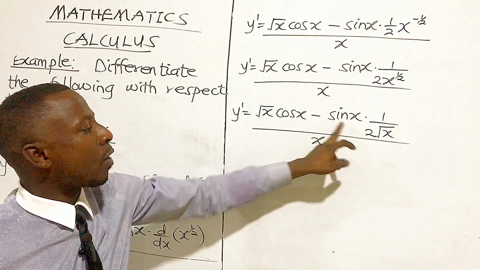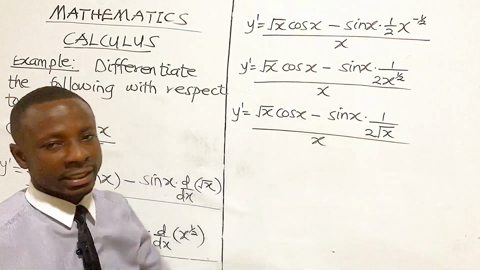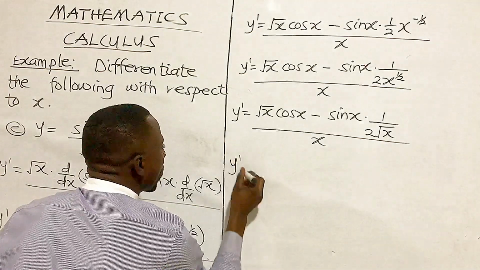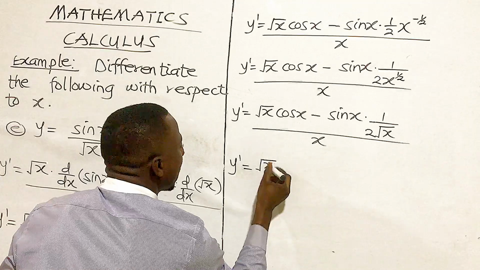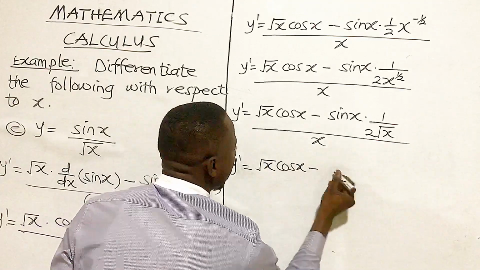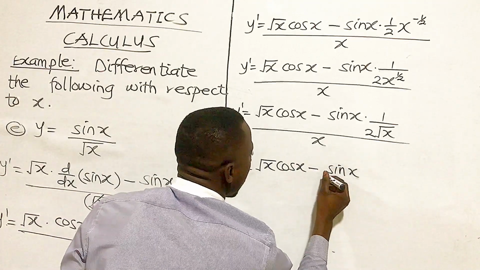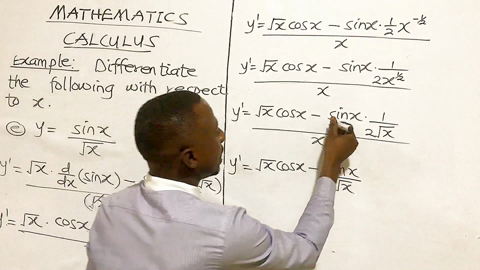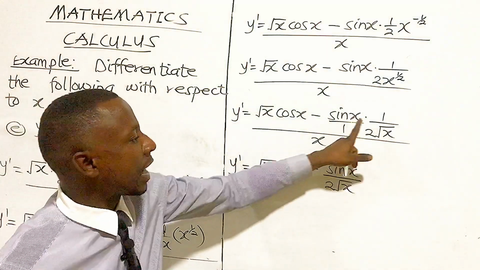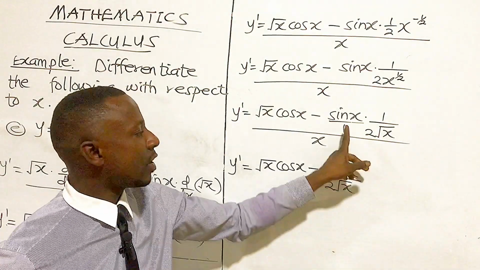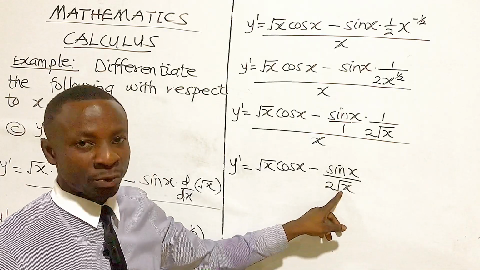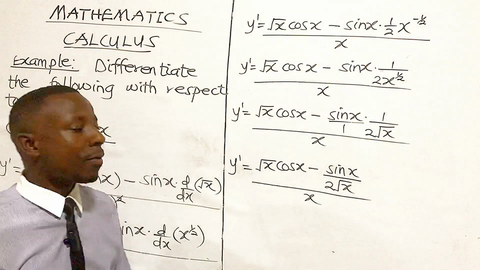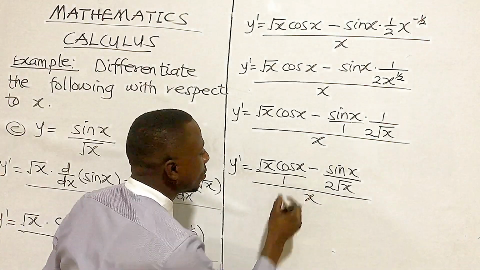So from here, we are going to simplify this because we have a fraction in there. So we have y prime to be equal to root x cos x minus sine x all over 2 root x. So from here, the sine x is over 1. So sine x times 1, we still have sine x. 1 times 2 root x, we have 2 root x all over x. Now from the numerator, the whole of this is over 1.